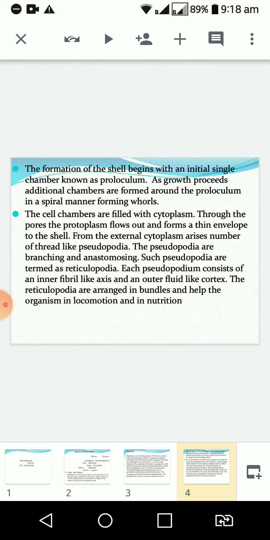The main function of these pseudopodia is to help in locomotion, and they also help in nutrition. So this is about the function of pseudopodia. In Elphidium, the type of pseudopodia are reticulopodia.